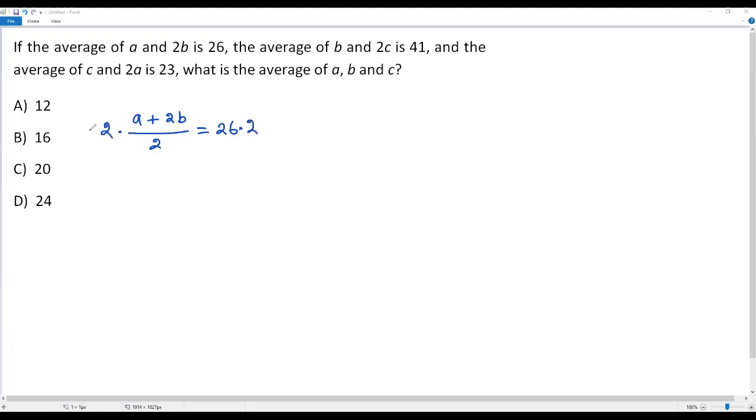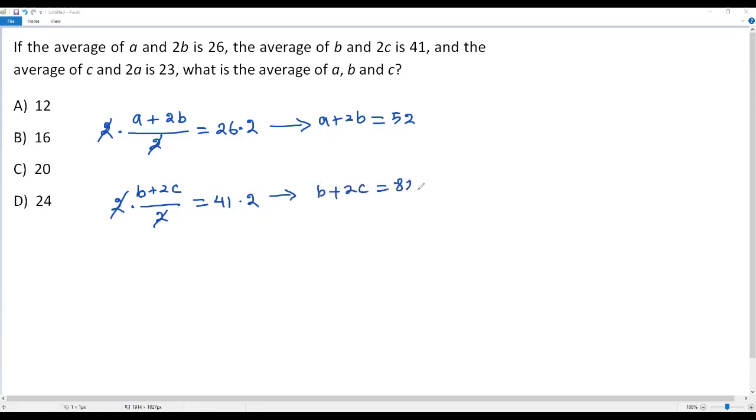When I do so, this 2 will cancel out. Then I'm getting A + 2B on the left side. On the right side, 26 times 2, that is 52. Now let me do the same thing for the second piece of information, that the average of B and 2C is 41. That is (B + 2C) divided by 2 equals 41. Let me multiply both sides by 2 to get rid of the denominator. This 2 will cancel out, then I'm getting B + 2C equals 41 times 2, which is 82 on the right side.